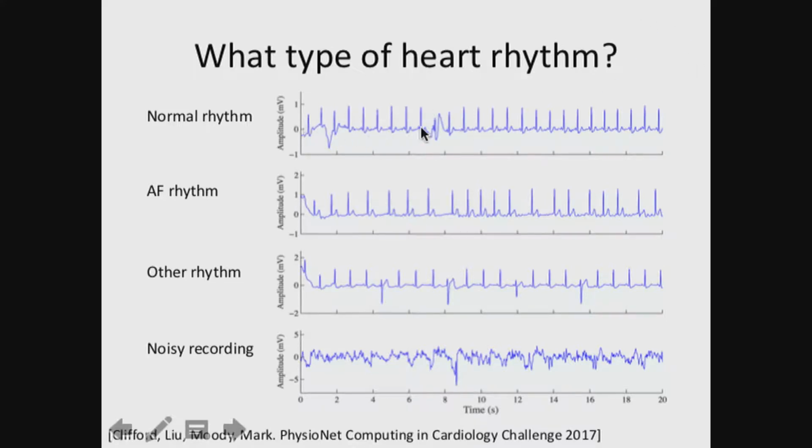So this is a normal rhythm, which is also called a sinus rhythm. And over here, this is an example of one patient who has atrial fibrillation. This is another type of rhythm that's not atrial fibrillation but is abnormal, and this is a noisy recording. For example, if a patient doesn't really have their two fingers very well put onto the two leads of the device. So given one of these signals, can we predict which category it came from? So if you looked at this, you might recognize that they look a bit different, right?